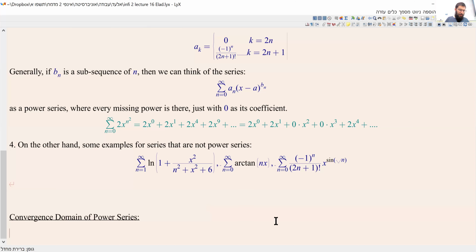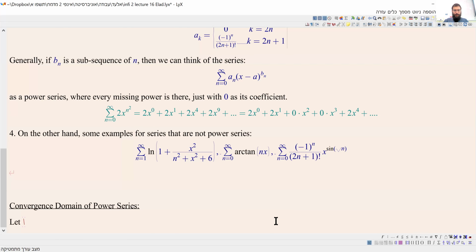We can define it not just for power series and even not just for series of functions, we can define it for sequence of functions as well. Domain of convergence: for what values of x from the real numbers the sequence, the function series, the power series converges. So let's write it down.